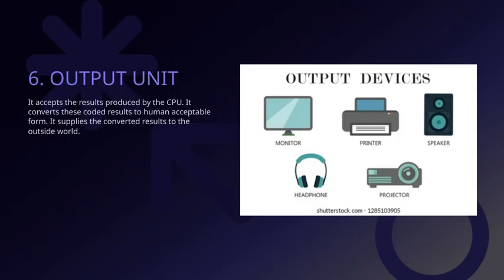Finally, it supplies this converted data to the outside world, whether that be on a screen, printed on paper, or sent to other devices. So, in the bigger picture, the output unit ensures that the work of the CPU is communicated clearly and effectively to us, the users.